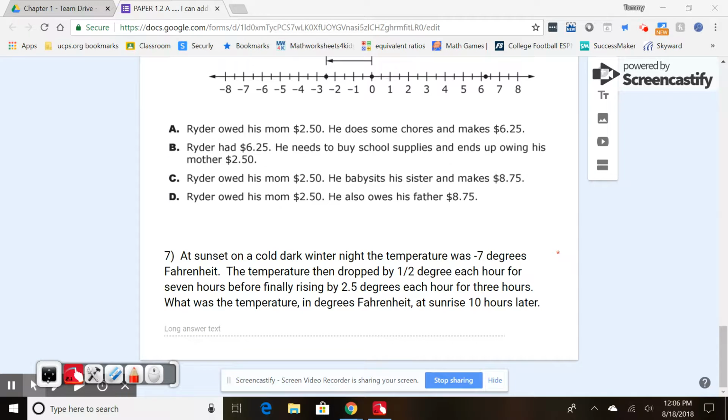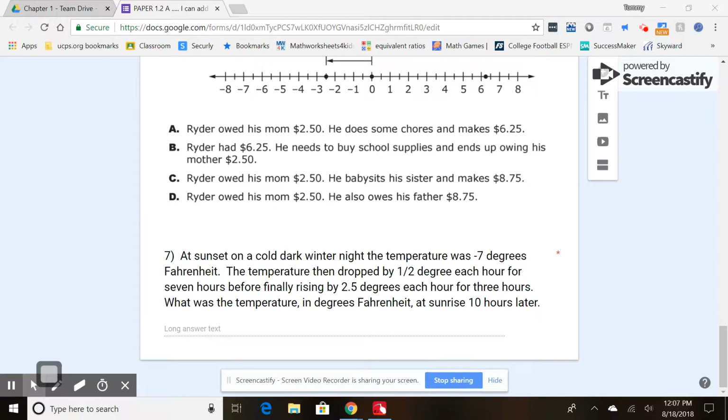Question number 7 says, at sunset on a cold, dark winter night, the temperature was negative 7 degrees Fahrenheit. The temperature then dropped by half a degree each hour for 7 hours before finally rising by 2.5 degrees each hour for 3 hours. What was the temperature in degrees Fahrenheit at sunrise 10 hours later?